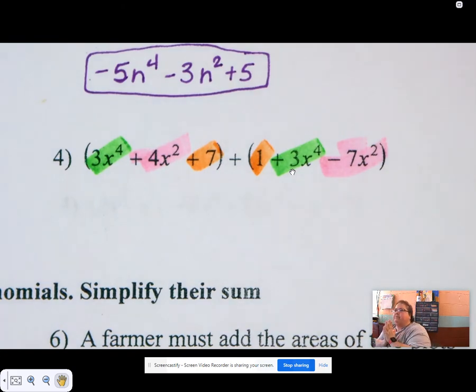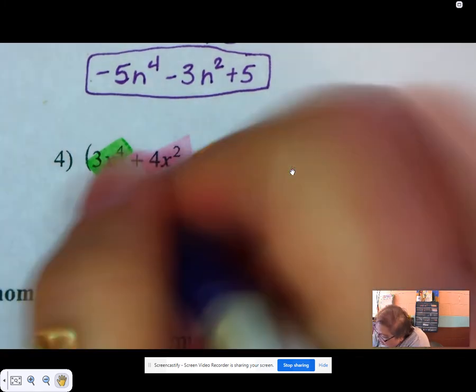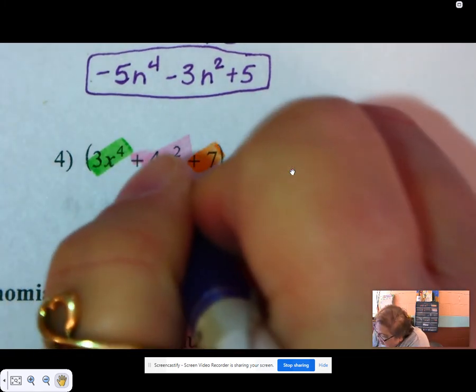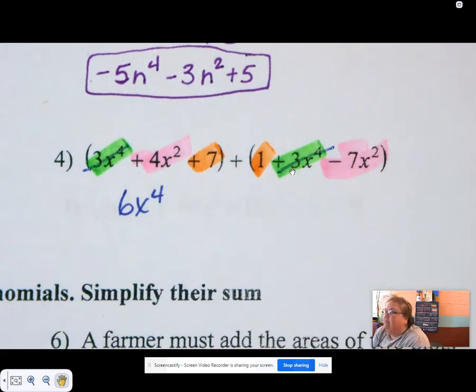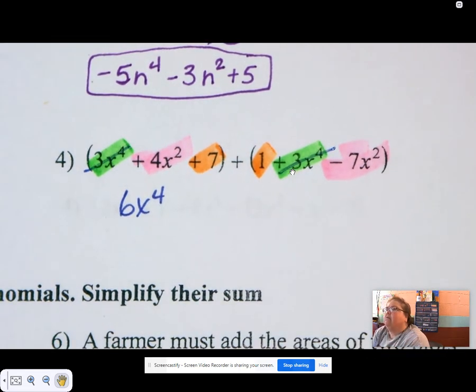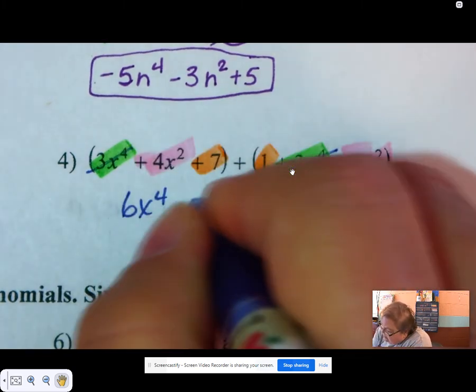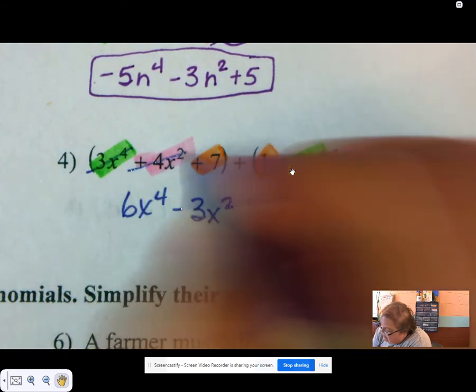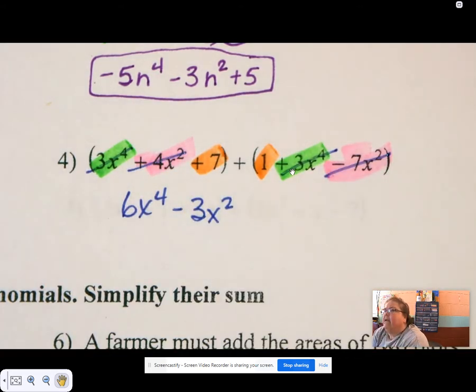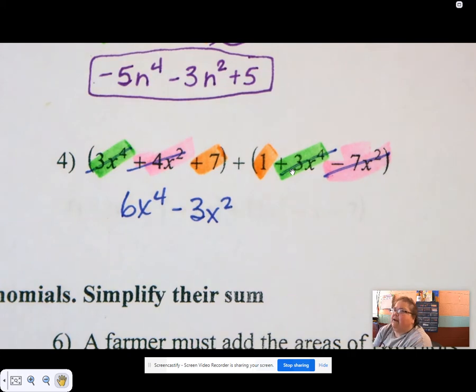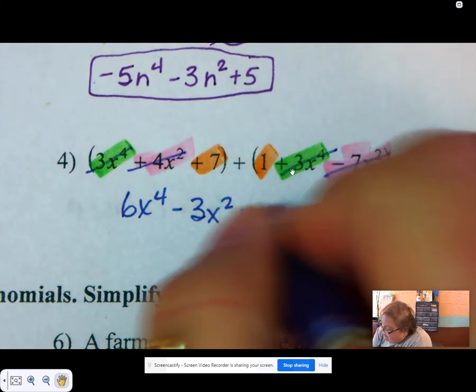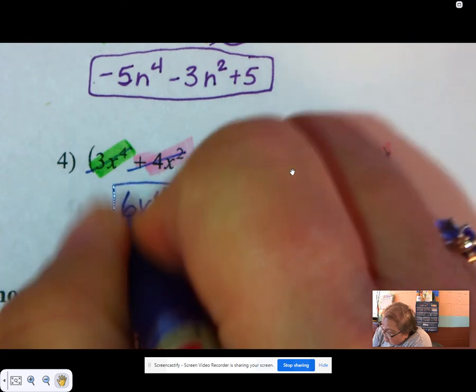Okay, so we're going to write our answer. Casey, how do you want to write this? What would you write first for your answer? 6x to the fourth power. Okay, that takes care of those. JT, what would you write next? Negative 3x to the second power, or squared. And then finally, what is 7 plus 1? 8.